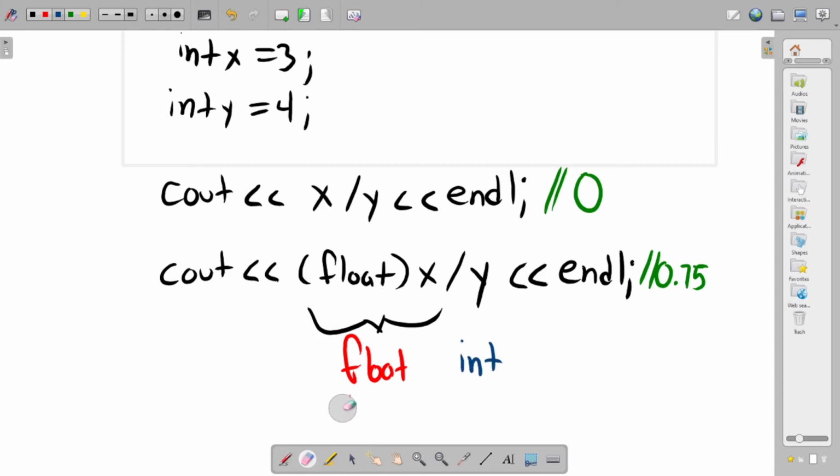And as far as our order of operations go, the casting does always come before any sort of arithmetic operation. So all casts will be done before it does any sort of actual adding, subtracting, dividing, multiplying, and times.